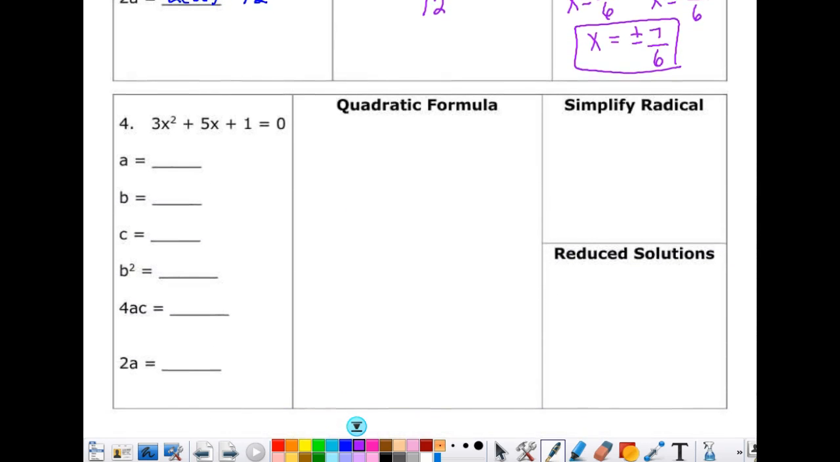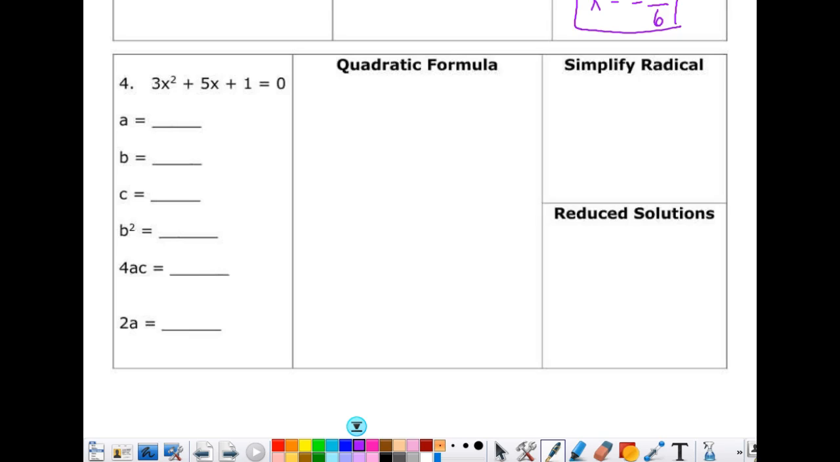Okay, so let's look at number 4. Number 4 is already in standard form, so we don't have to do anything to this one. It's all on one side. It's in the form ax squared plus bx plus c equals 0. So our a is 3, our b is 5, our c is 1. So 5 squared is 25. 4 times 3 times 1 is 12. And 2 times 3 is 6. So we're ready to do our quadratic formula.